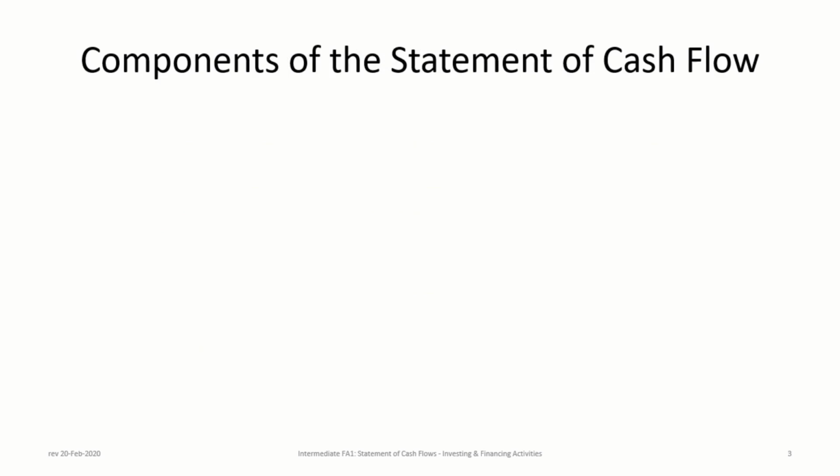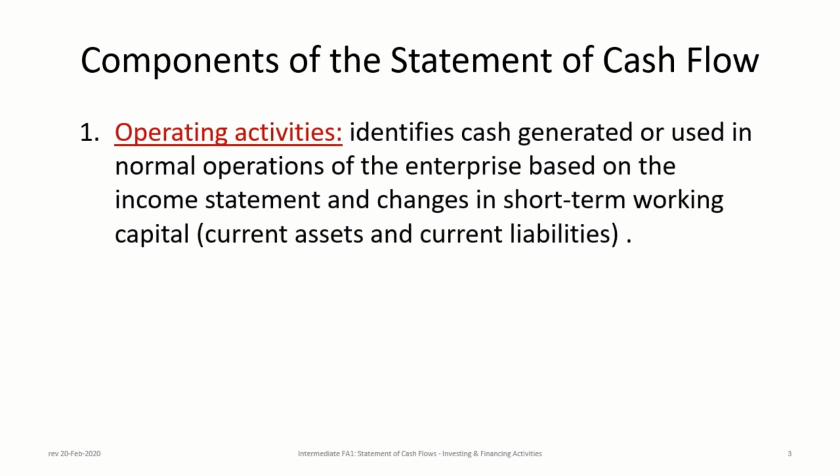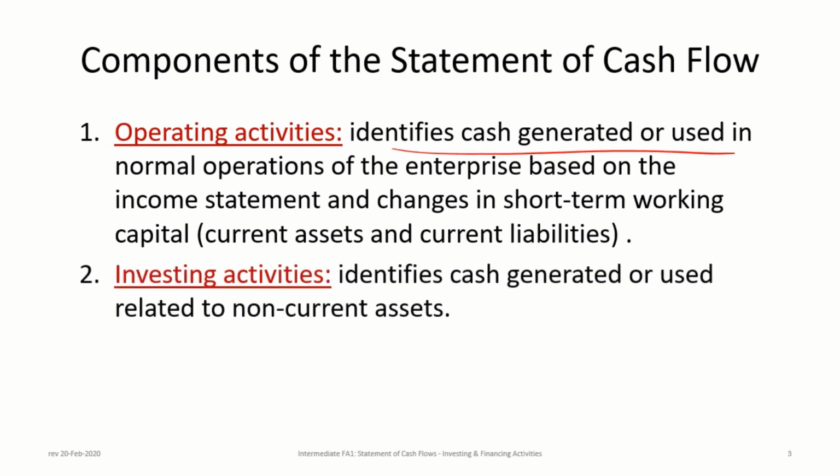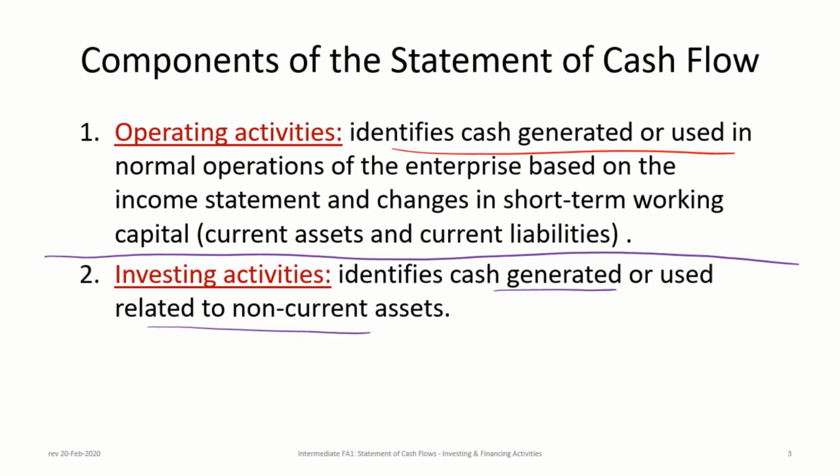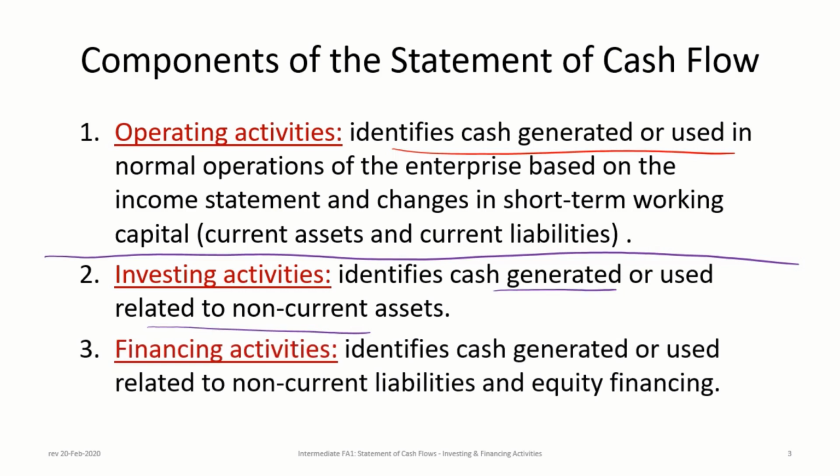So before proceeding, we'll briefly review the components of the statement of cash flows as already shown in Tutorial 7a. In Tutorial 7a, we covered the operating activity section, the part that identifies the cash flows generated or used in normal operations of the business. In this tutorial, we will now focus on the investing activities, which identify cash generated or used related to non-current assets, and our financing activities, which look at cash generated or used related to non-current liabilities and equity.